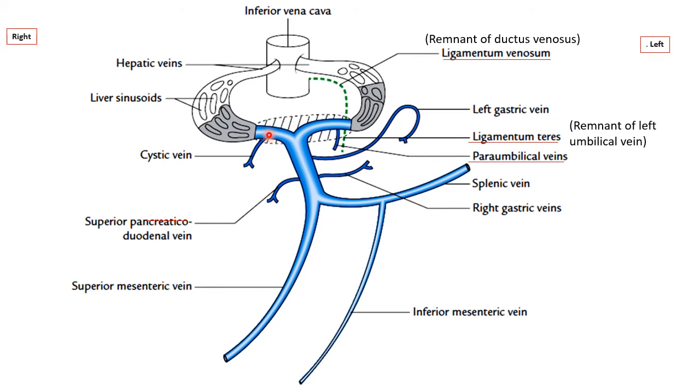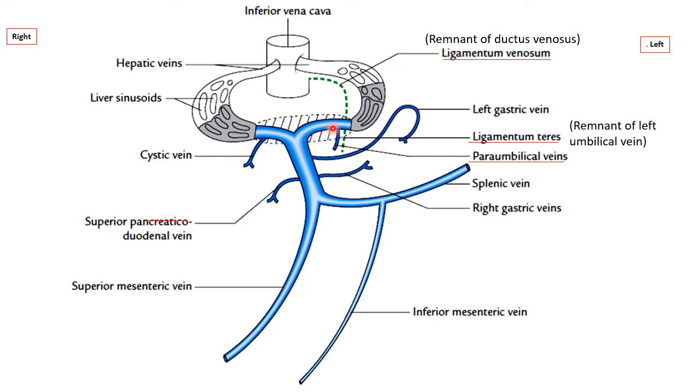The right branch of the portal vein is shorter and wider, and after receiving the cystic vein, it enters the right lobe of the liver. Here only the sinusoids of the right lobe of the liver are shown.